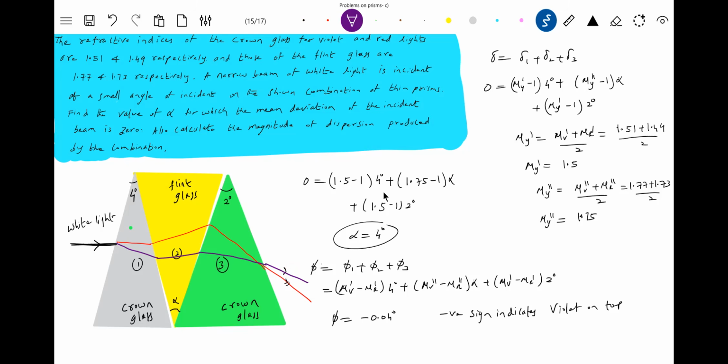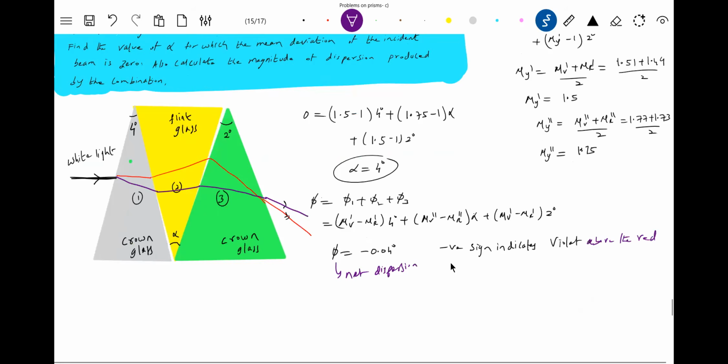Okay, the ray will go like this here. So the violet will be on top. Negative means the violet will be on the top. So in the spectrum, what we calculated is net dispersion. Net dispersion positive means violet will be below the red. Net dispersion negative means violet will be above the red. Sir, I am not understanding.